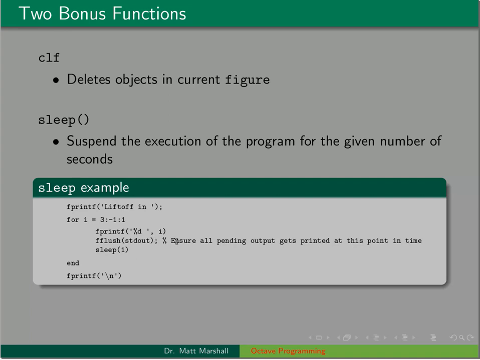And then we're going to print the number I, and then call this function fflush to standard out. And what that does is there's an aspect of Octave such that if that command wasn't there, then the entire script would execute, and then all the fprintfs would get displayed to the screen. So this gets the fprintfs to display before the script finishes running. So then we'll call the sleep function for 1 second, and then repeat the loop.